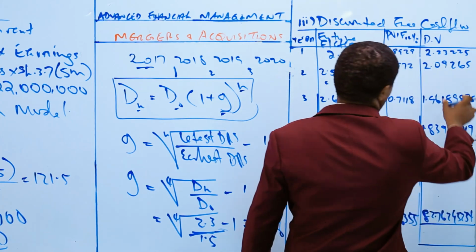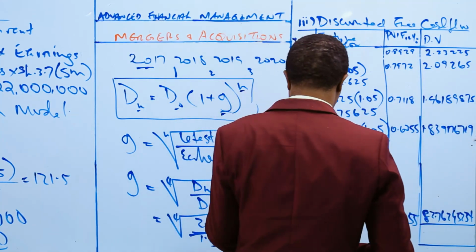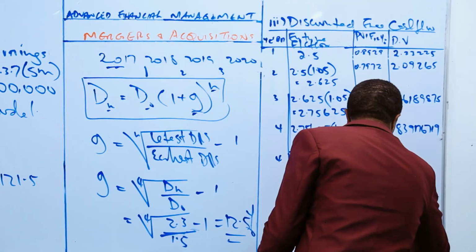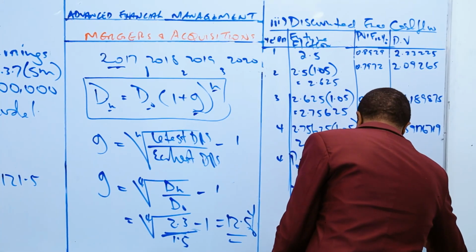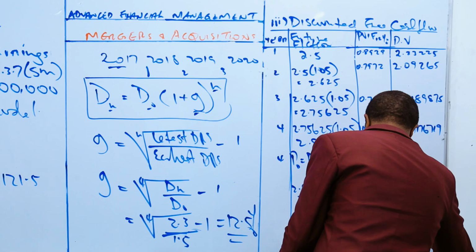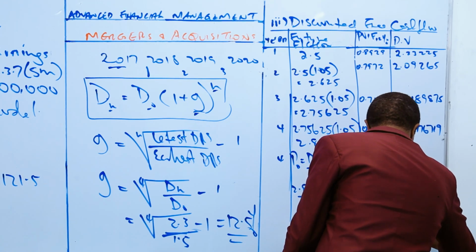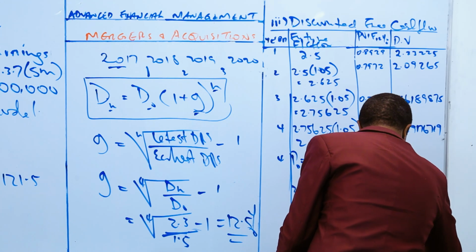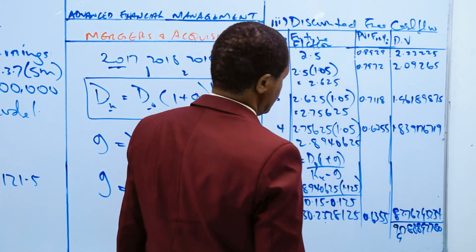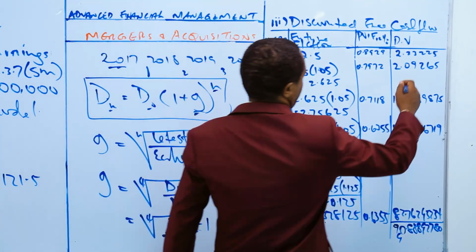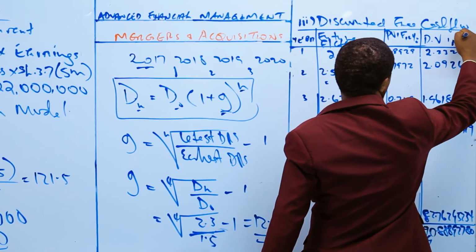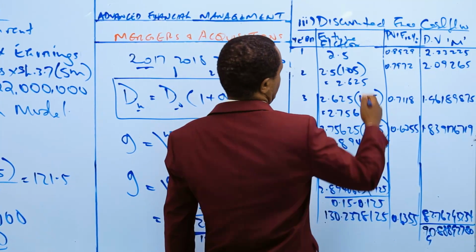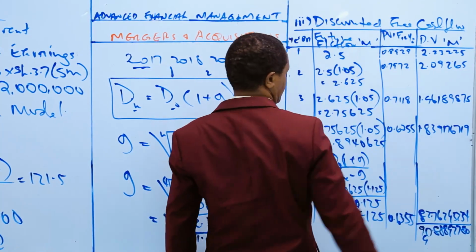Get this total of the present values. What is the total of the present values? 90.888927809. So these figures are in millions.